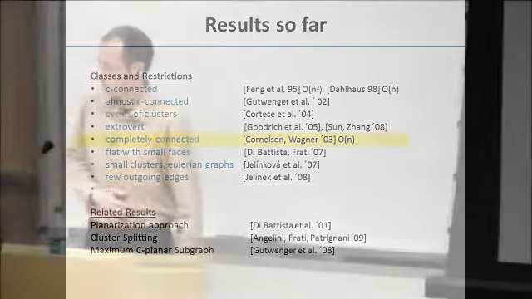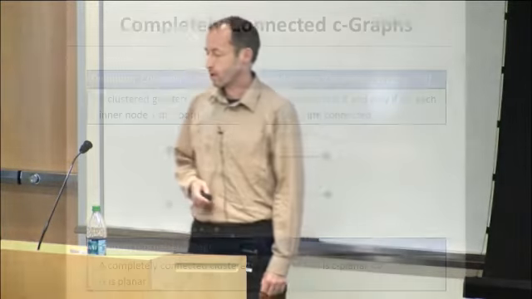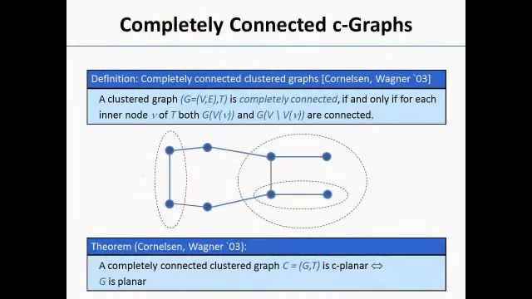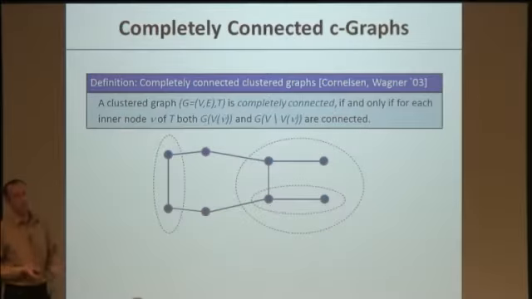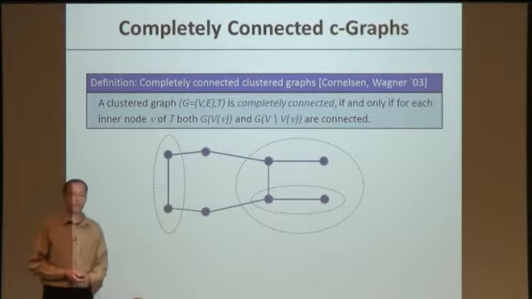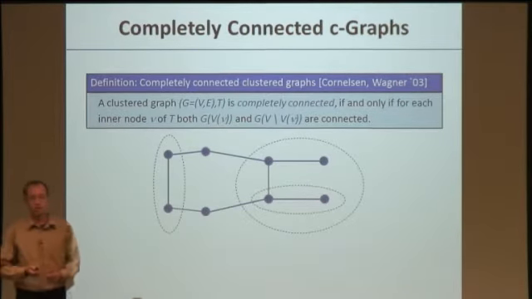I don't want to go into detail for all of the classes, but I will shortly discuss one of these results, because we will use the concepts in the further discussion. And these are the completely connected graphs, which were introduced by Cornelissen and Wagner in 2003. A completely connected graph is a clustered graph where for each cluster, the induced subgraph of the cluster and the induced subgraph of the complement are connected.